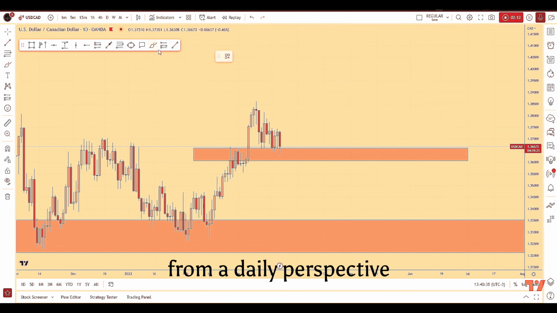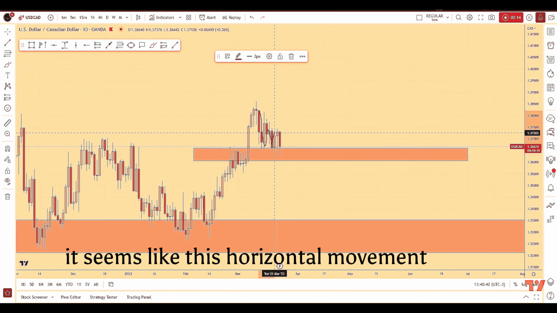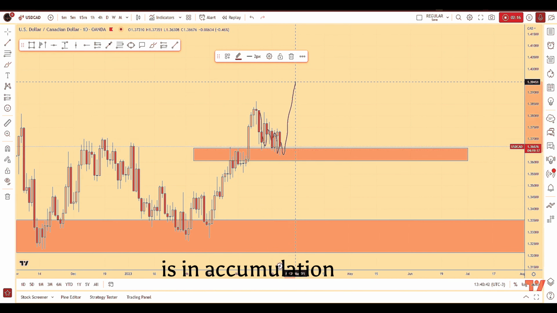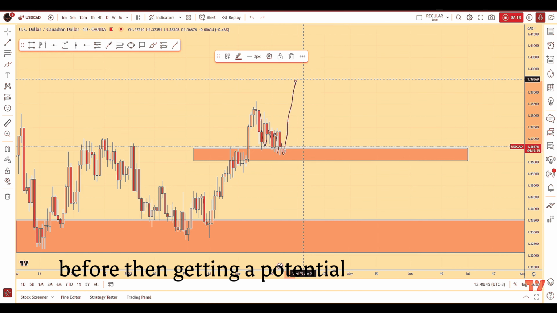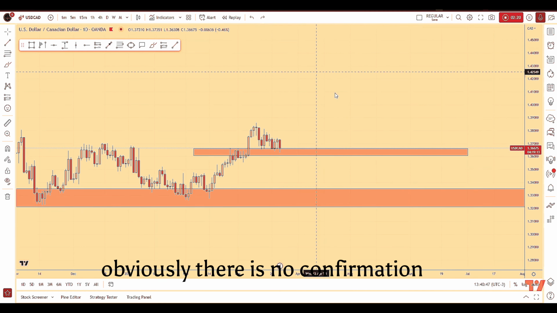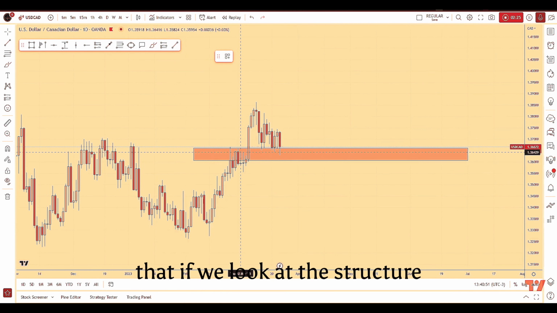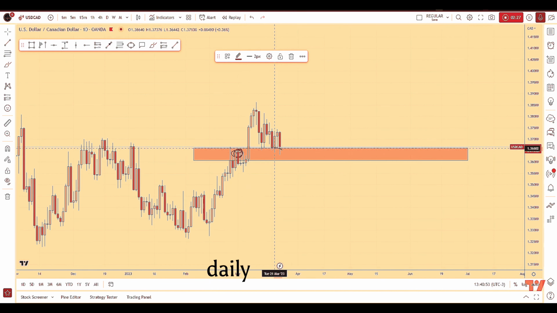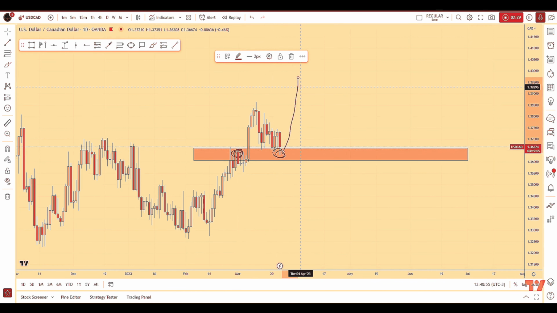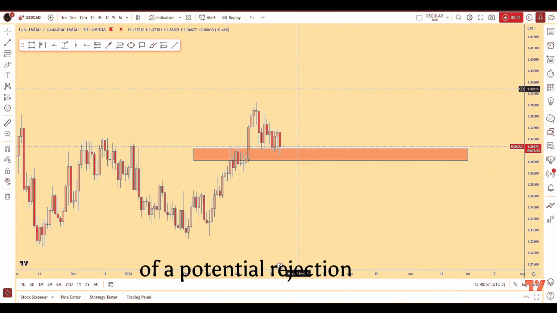Going down on the daily, what do we see? Now, from a daily perspective, it seems like this horizontal movement of the market is in accumulation phase before then getting a potential rejection higher. Obviously, there is no confirmation yet. However, it is also quite clear that if we look at the structure, this is also previous daily resistance turn support, which increases the probabilities of a potential rejection higher.